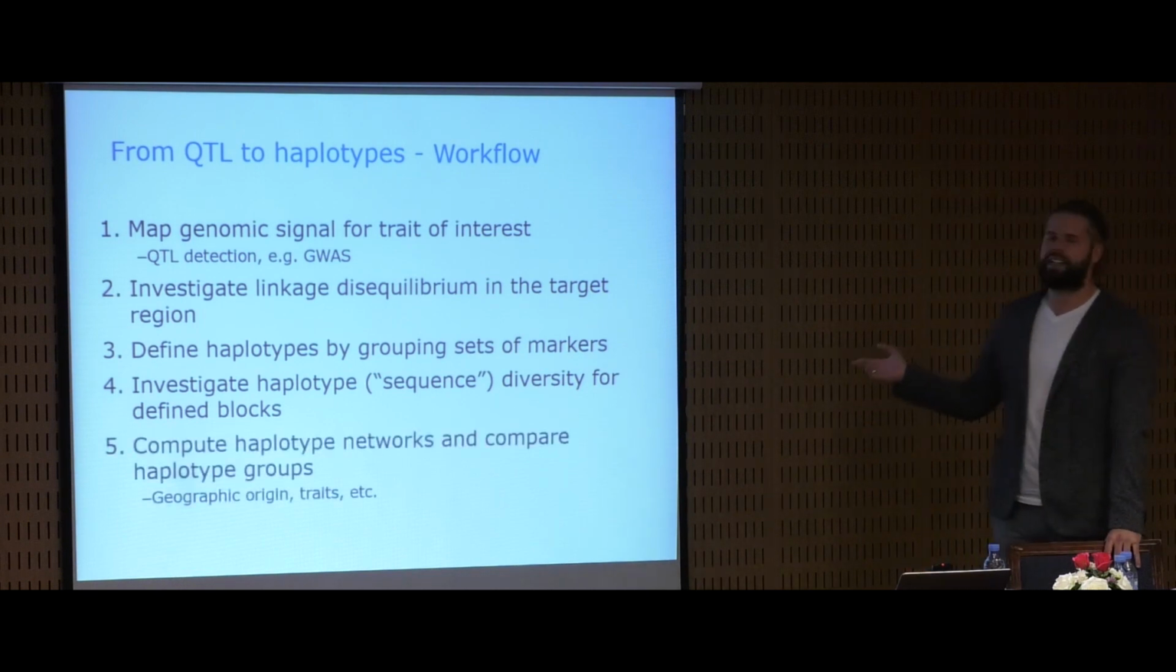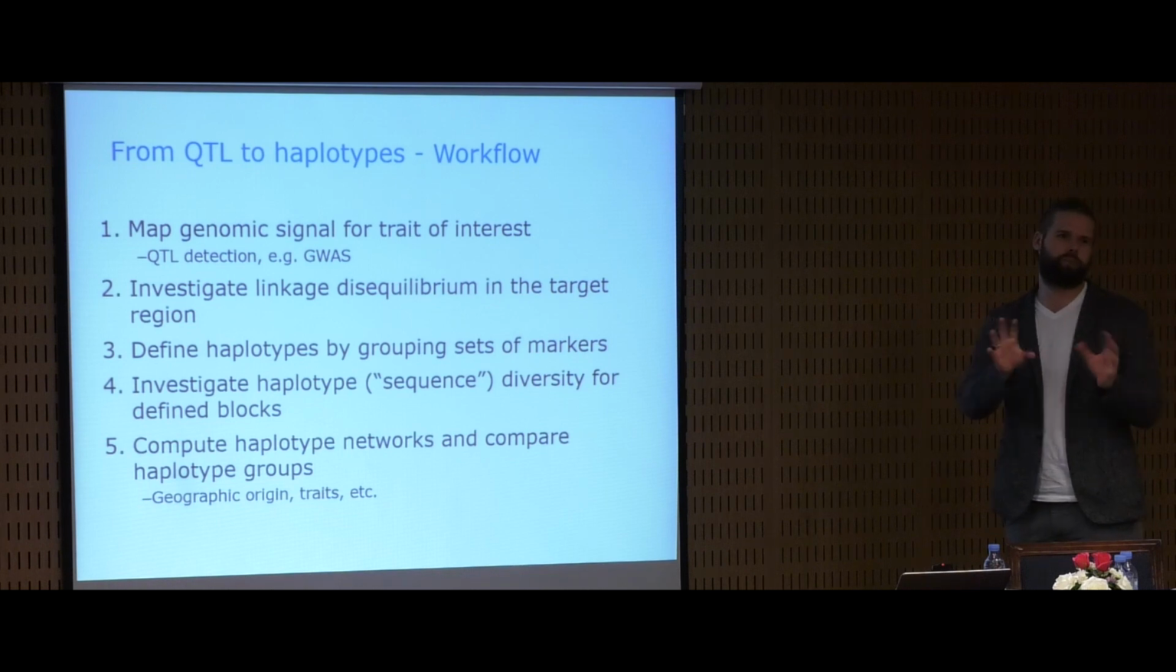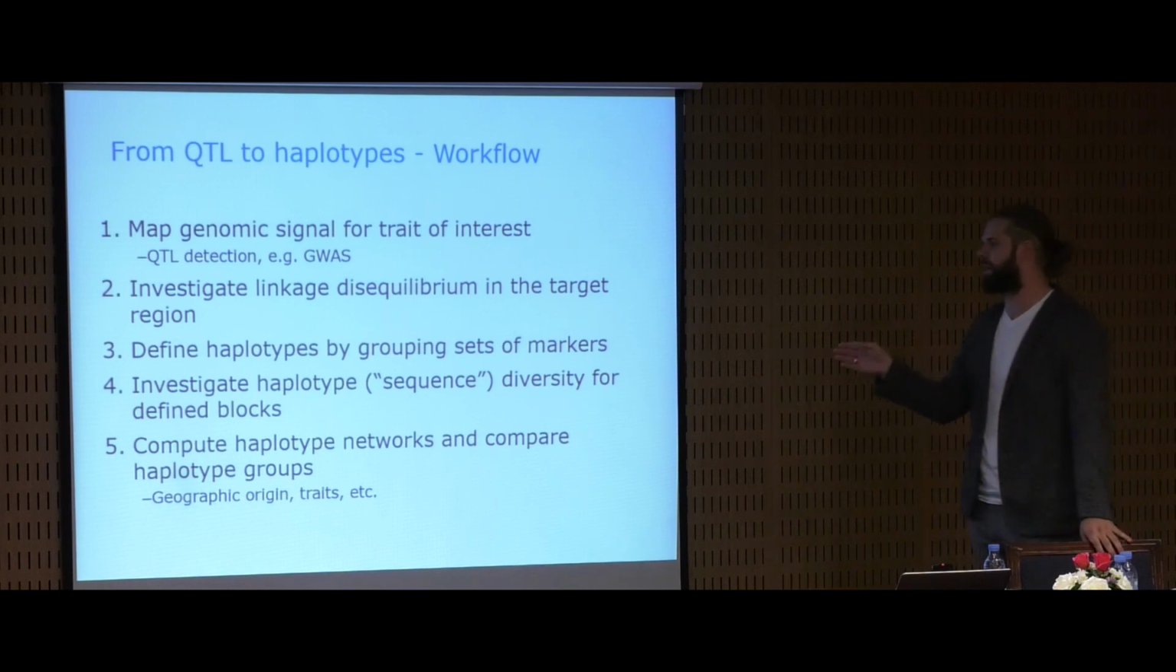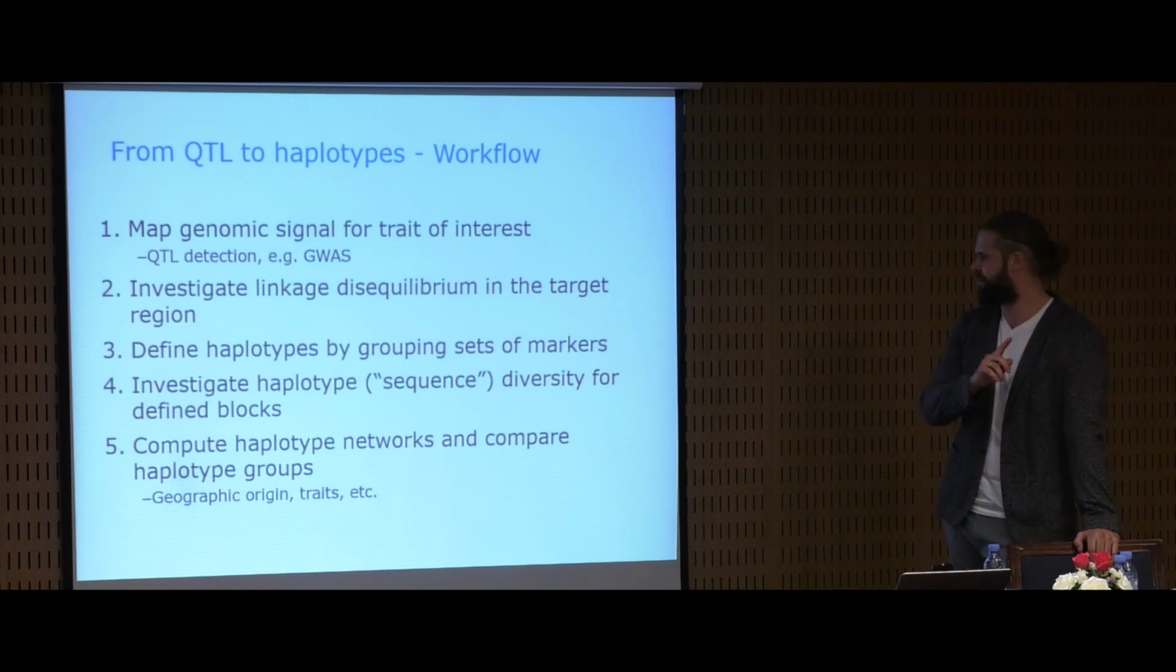Last but not least, and that's pretty cool for publications, for example, you can compute haplotype networks and compare different properties of haplotype groups. For example, you can compare the geographic origins, traits of interest, and so on.